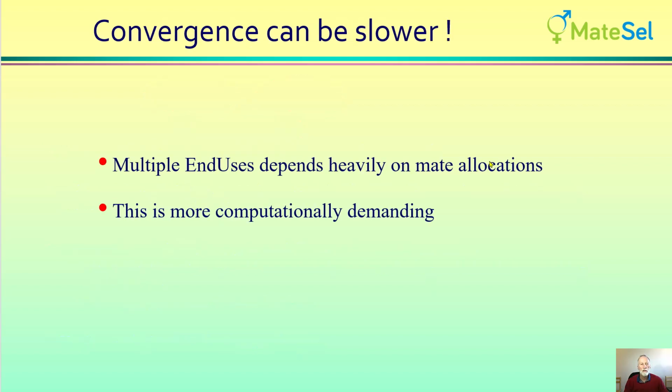I'll end with a comment on convergence, which can be slower under multiple end uses. We're not just selecting individuals into different end uses, we're mating like with like in order to give concentration of trait profiles into these different end uses. And that means that multiple end uses depends heavily on mate allocations, and that's more computationally demanding. So when you're using multiple end uses, pay particular attention to convergence and make sure that your job is well converged before you accept the results.